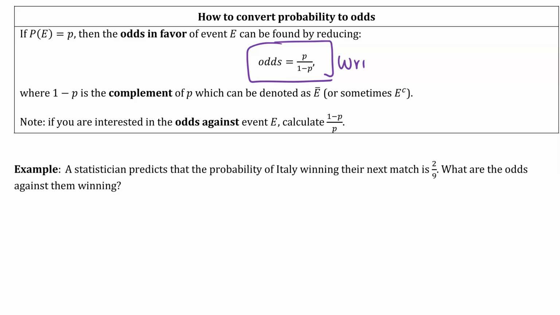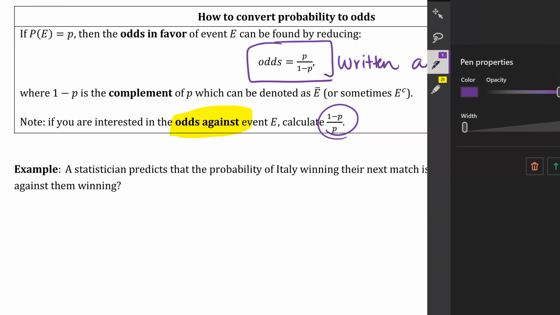And it's usually written as A to B or A:B when we're talking about odds. Let's try an example. We should also note that sometimes we're asked about the odds against an event. We just simply find the reciprocal of that formula. All right, let's try one.